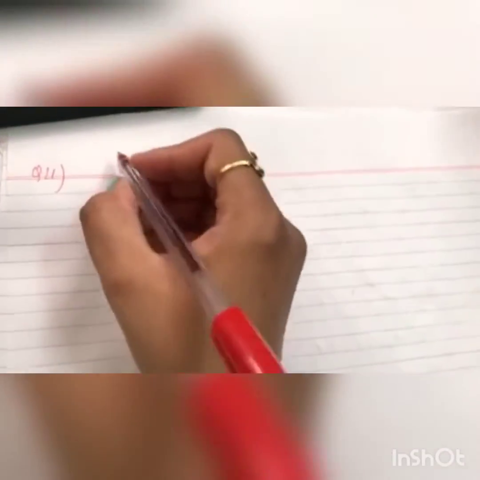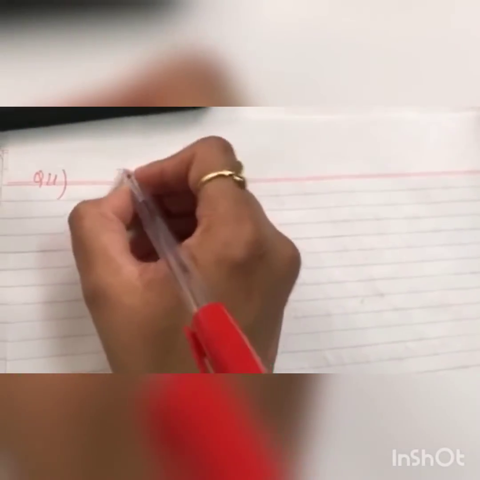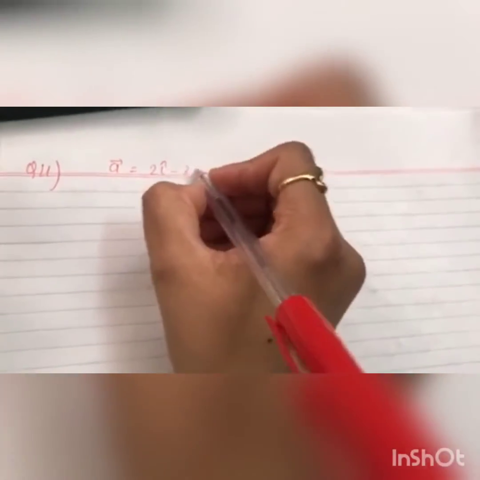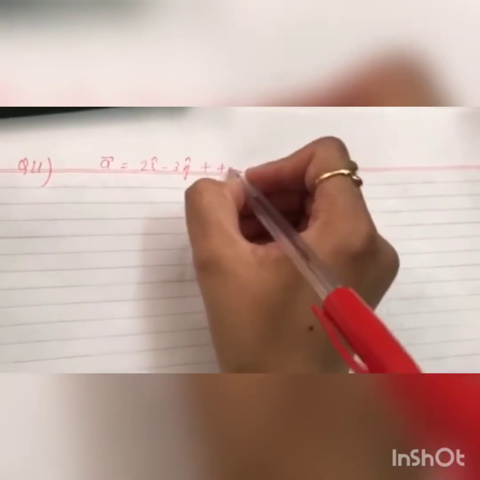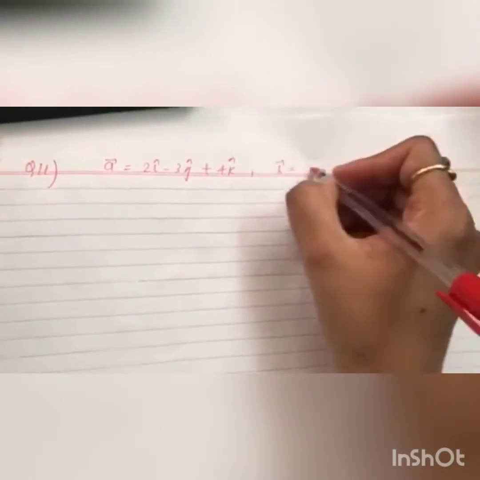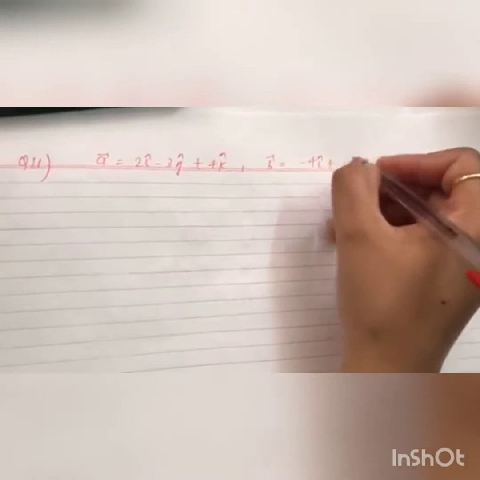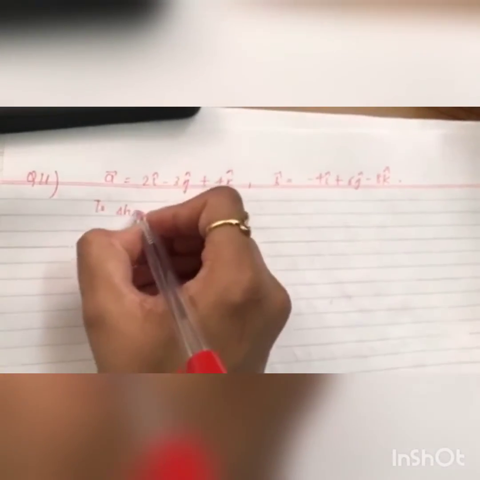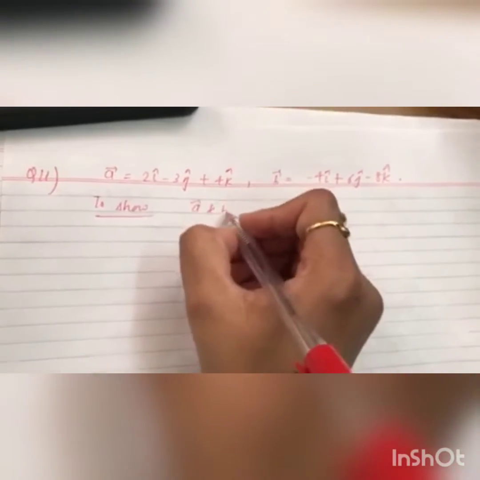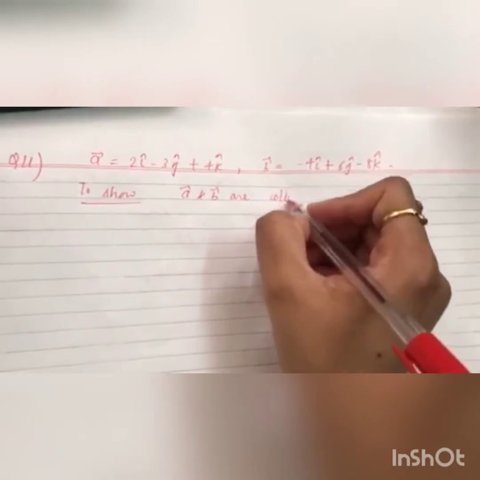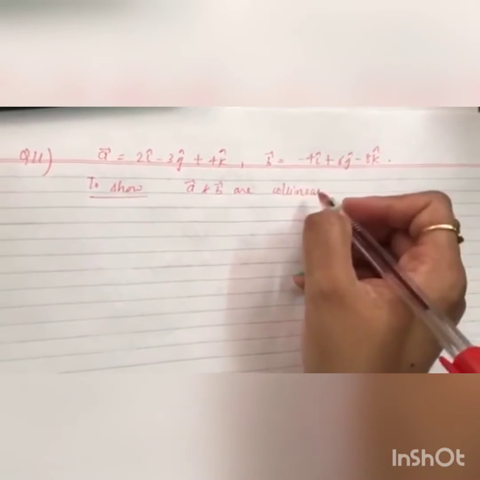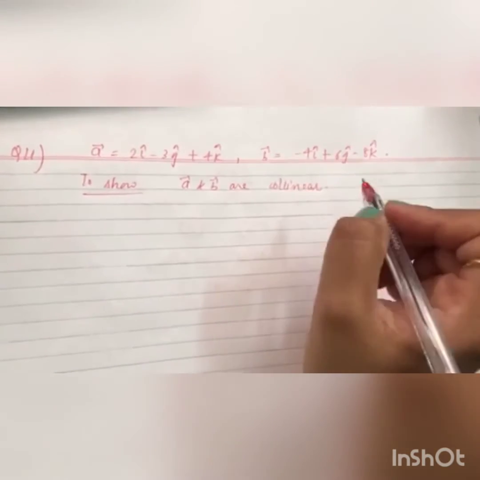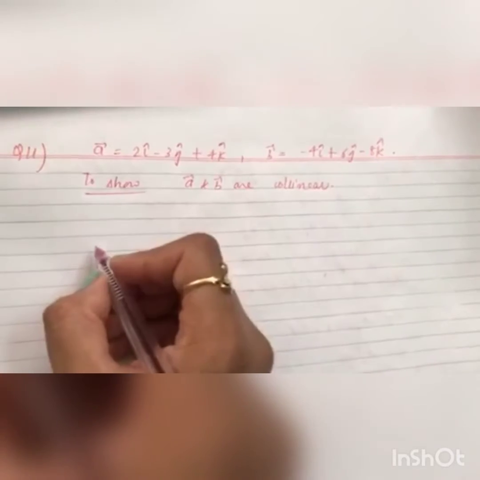Okay, so next is question number 11. Show that the vectors, let us suppose the first vector is a vector 2 i cap minus 3 j cap plus 4 k cap. Next is b vector minus 4 i cap plus 6 j cap minus 8 k cap. So what you have to do is show that a vector and b vector are collinear. If you have to show that the vectors are collinear, that means you have to show one vector is a scalar multiple of the other vector.